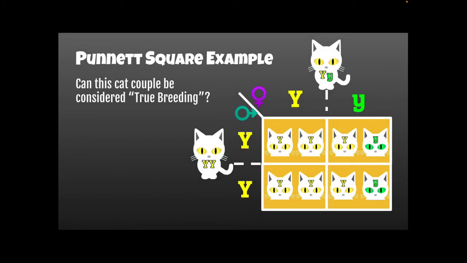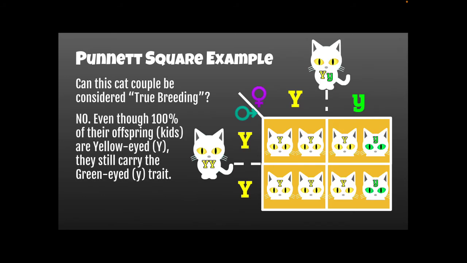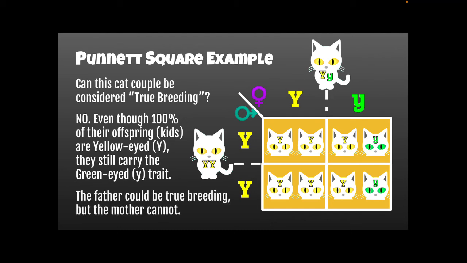So was this couple true breeding? All their kids had yellow eyes. They had yellow eyes, but the answer is no. Even though they had 100% kids with yellow eyes, half the time their kids would be hiding instructions. That's what we call it when the recessive instruction is hiding, when it's there but not being shown. So mom was hiding the instructions for green eyes. Half the kids will also be hiding the instructions for green eyes. So dad could be true breeding with a different partner, but mom cannot.